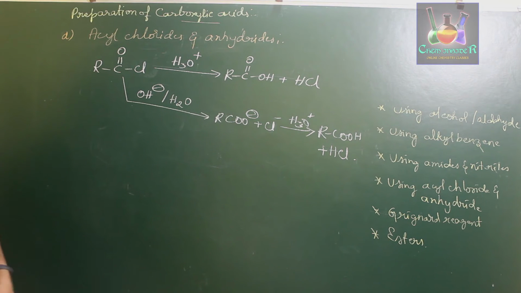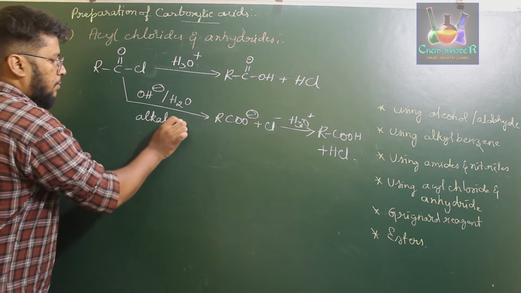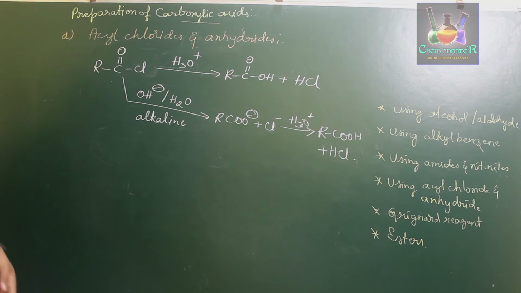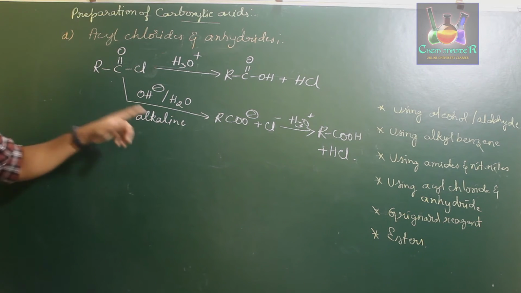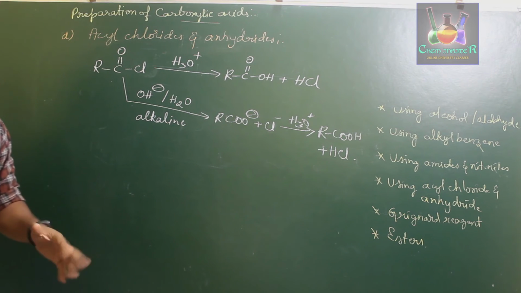If you treat it under an alkaline condition, that is, if you are using a basic condition, the reaction occurs rapidly, where the acyl chloride forms a carboxylate anion, which on hydrolysis gives carboxylic acid.